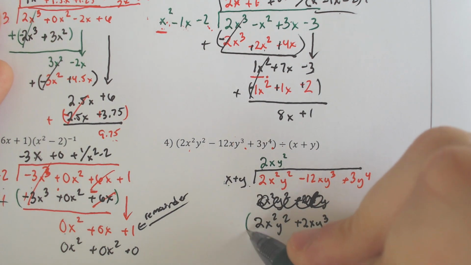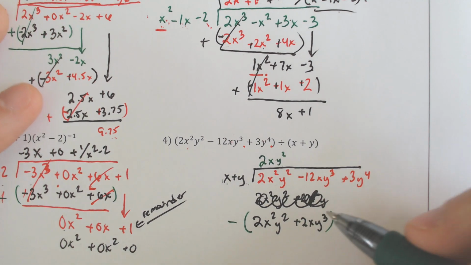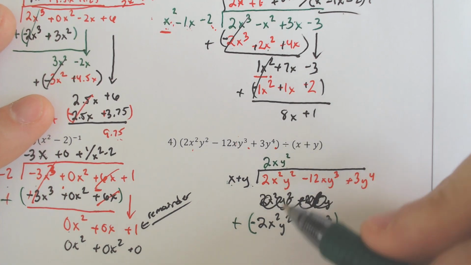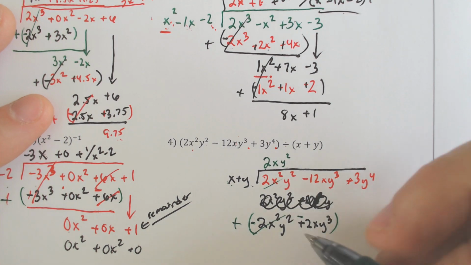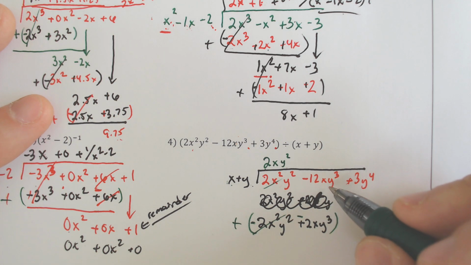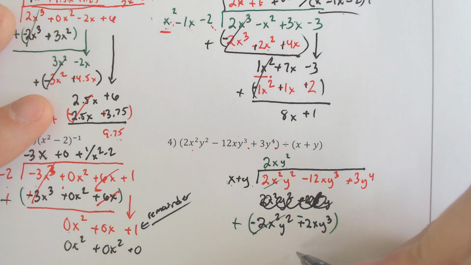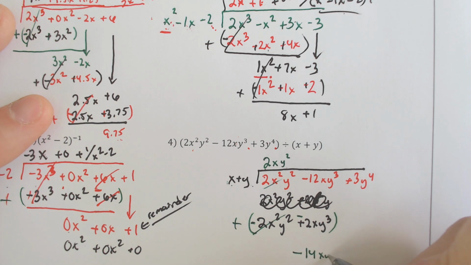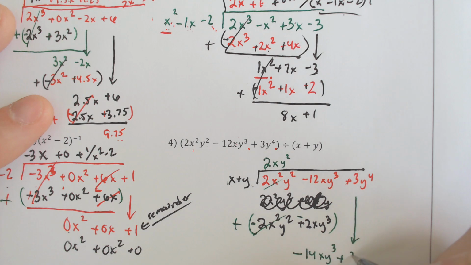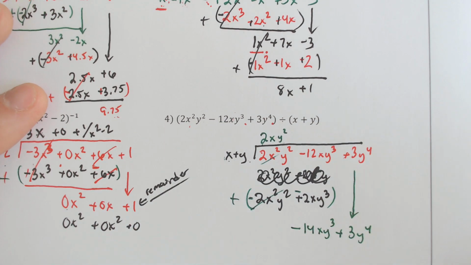There we go. Now we distribute our negative. When we do that, we change the sign, we add straight down. First term still cancels, yippee. Negative 2xy to the third and negative 12xy to the third makes negative 14xy to the third. Then bring down our next term, plus 3y to the fourth.